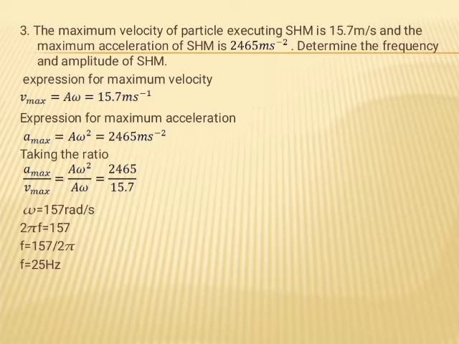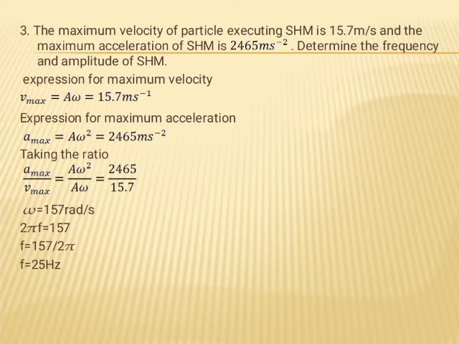The solution for this is: first, we can write the expression for the maximum velocity. So always remember the expression for the maximum velocity is V maximum is equal to A omega is equal to 15.7 meter per second. So here the value and the formula should be written together so that we can further calculate the value of frequency and amplitude.